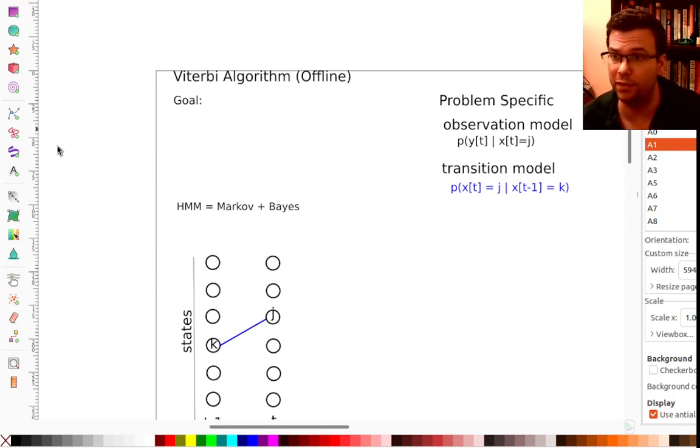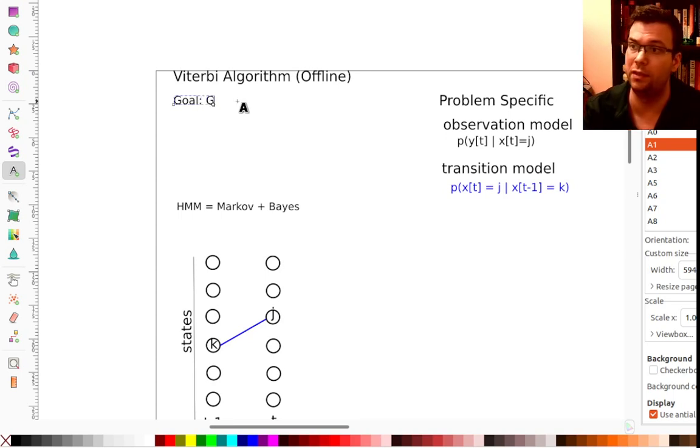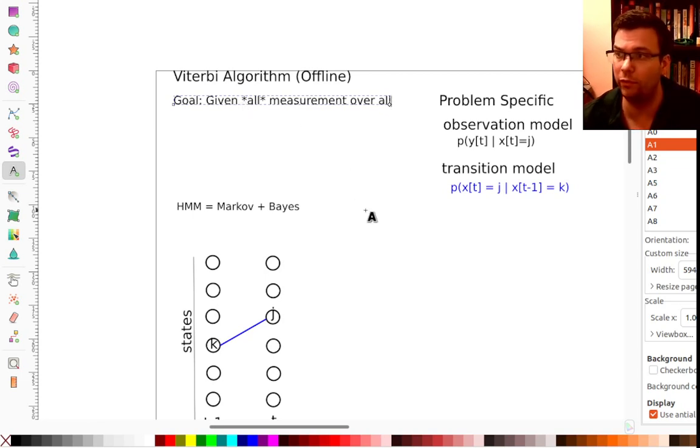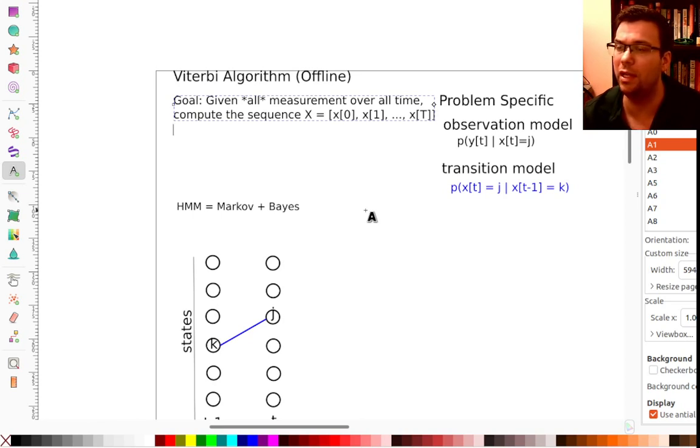The Viterbi algorithm has a slightly different goal. It says, given all measurements over all time. So I'm not doing this real time. I'm recording it all, and I'm going to come back to it and look at everything. So given all measurements over all time, compute the sequence X. That's a sequence through the state space over time, maybe up to time capital T. Compute this sequence of states that maximizes the probability given all of the measurements.